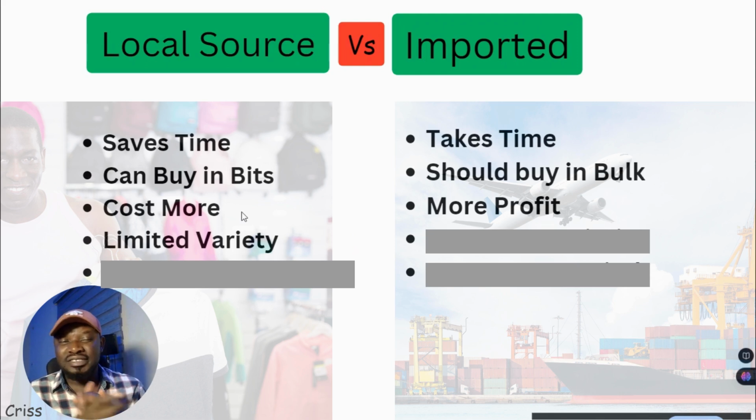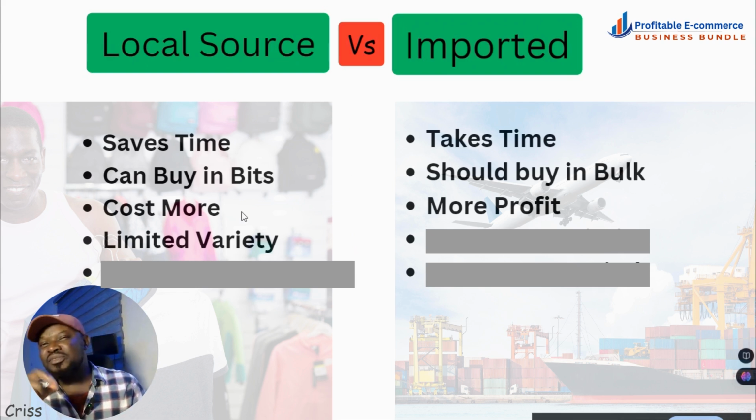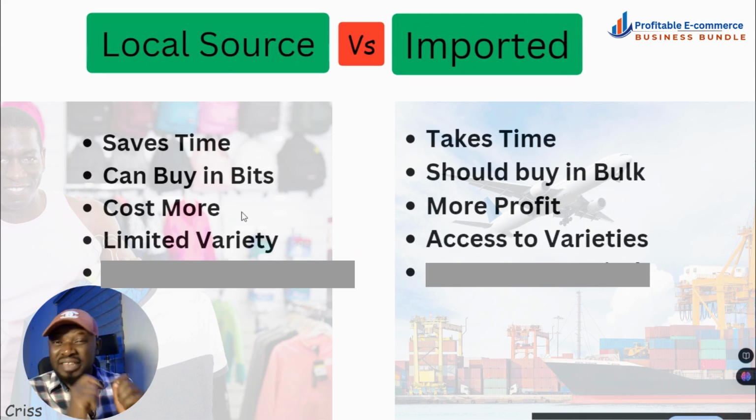Limited varieties. Now, when you're sourcing locally, you have limited varieties because you're buying from a vendor who has imported. They imported a certain quantity of that product. So you are limited. You may not have the exact size you want, maybe the exact colors you want, because you're not the only one buying from them. And no matter how much quantity they buy, they can never have enough. But when you're importing, you're buying directly from the factory. They have unlimited variety. You can select any quantity you want, any color, any size.